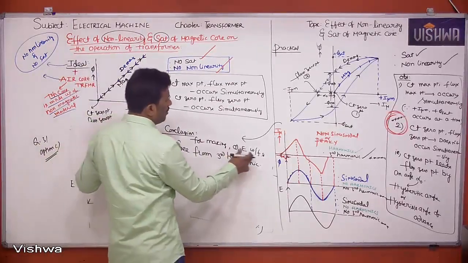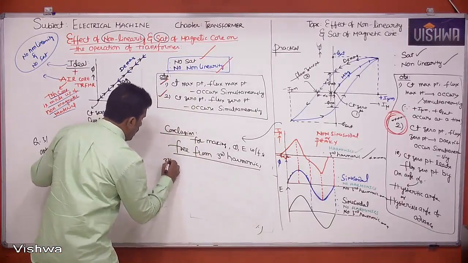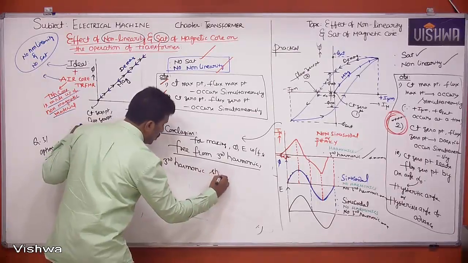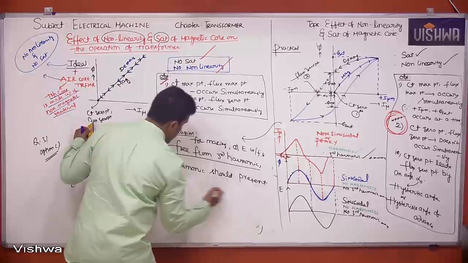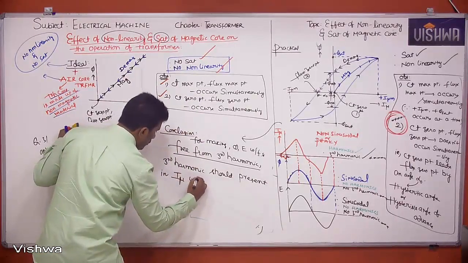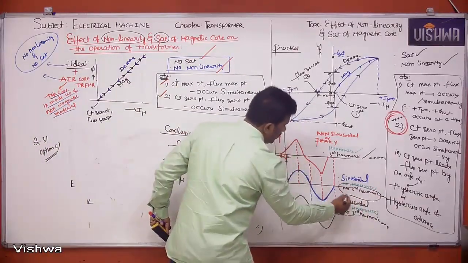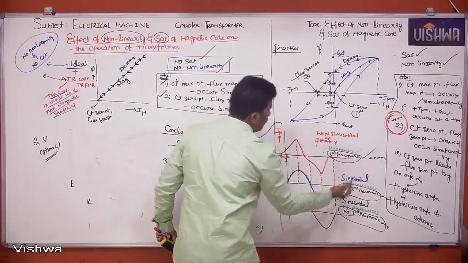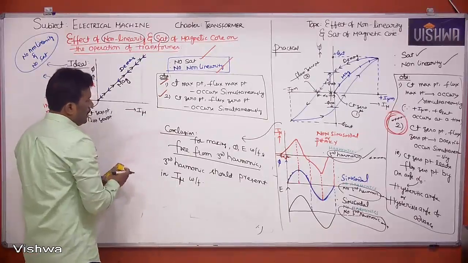For making flux and EMF waveform free from third harmonic, third harmonic should be present in I mu waveform. So if I don't want third harmonic in flux and EMF waveforms, third harmonic should be there in I mu waveform. The same thing I just wrote in a sentence formation. This is the conclusion number 1.